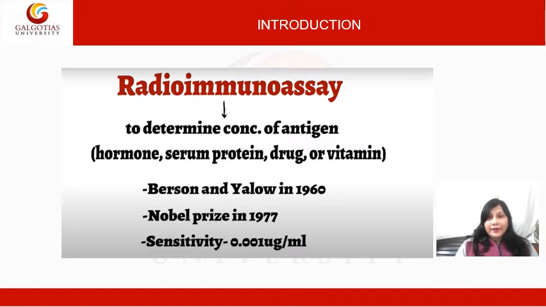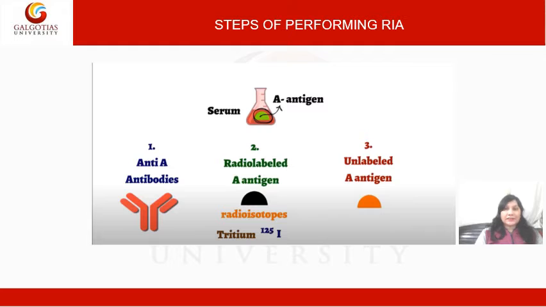So we can summarize radioimmunoassay as a technique, an immunoassay, that is used to determine the concentration of antigen, for example, hormone, serum protein, drug or vitamin, and this is a very sensitive and sophisticated technique. Now, let's understand the steps to perform radioimmunoassay.